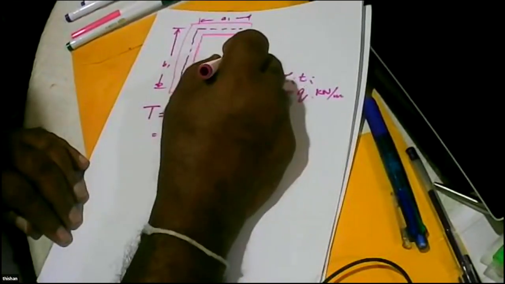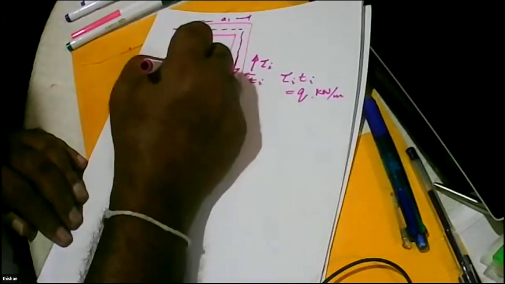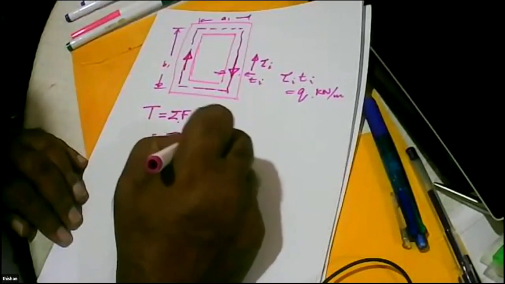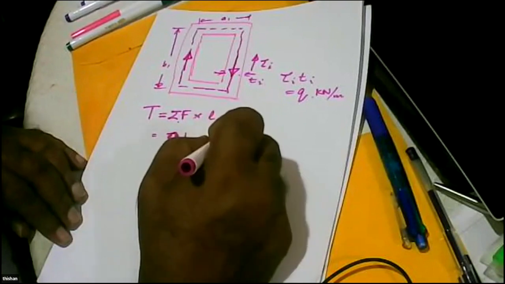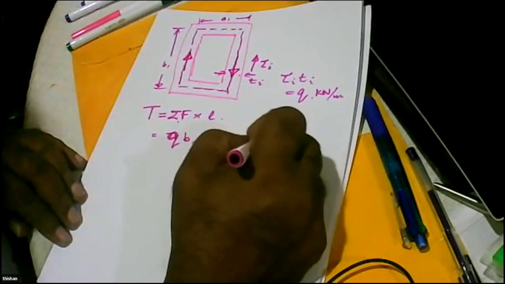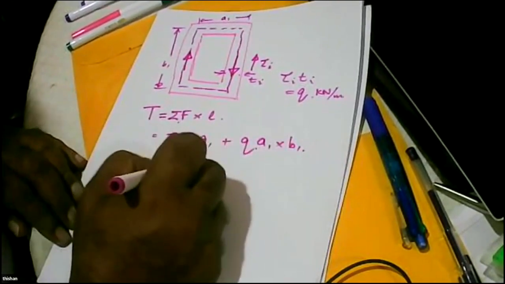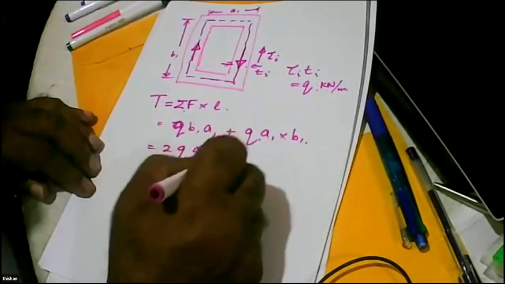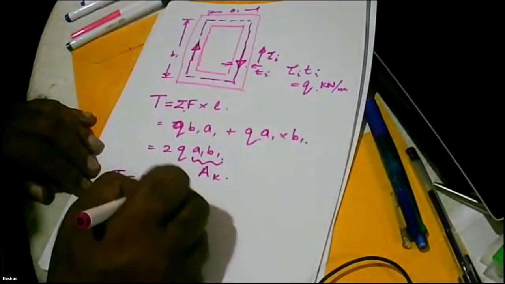but Q1 times B1 is a force, and it has to be multiplied by A1, because moment is equal to force multiplied by lever arm, plus Q times, if you take this face, A1 multiplied by B1. So that is 2Q A1 B1. A1 B1 is AK. So T is equal to Q AK.